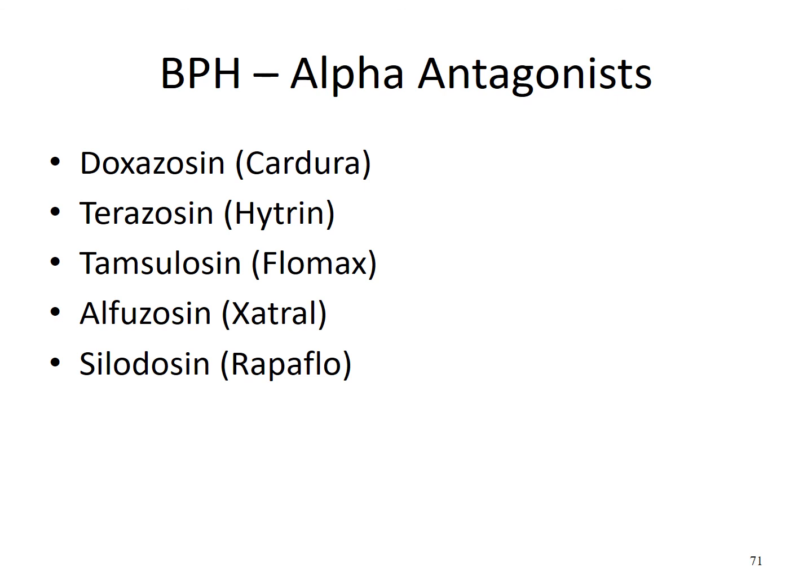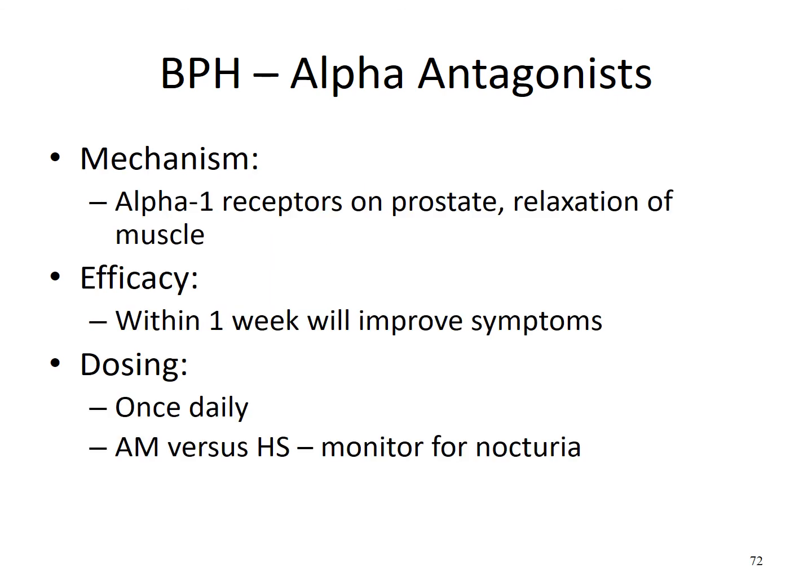Alfuzosin and silodosin are also newer and more selective agents for the alpha receptors on the bladder neck. They cause relaxation of muscles, so the sphincter opens up at the bladder neck and causes urine to be able to flow out. So this moves the urine past that obstruction from the prostate.